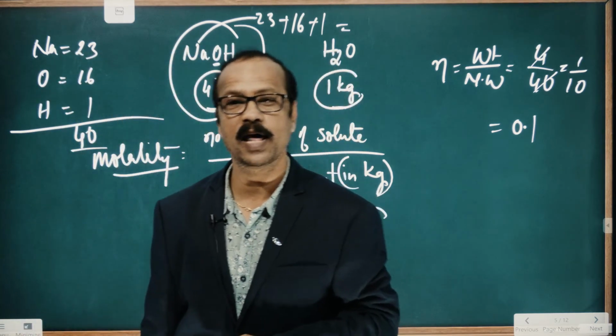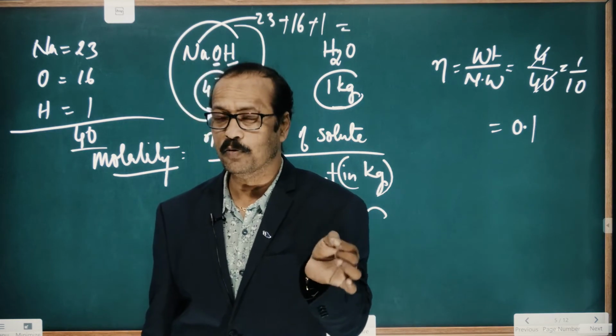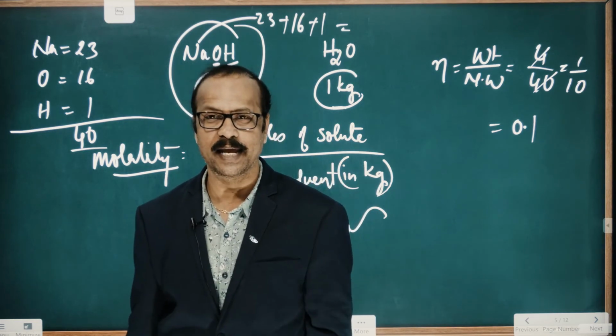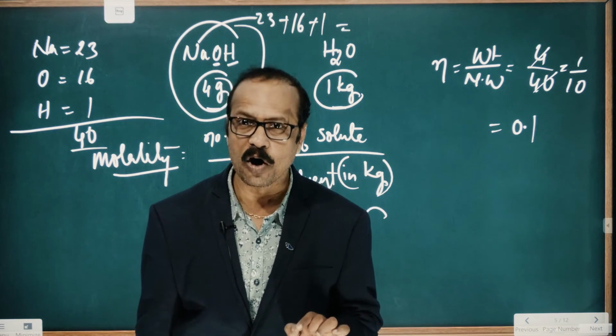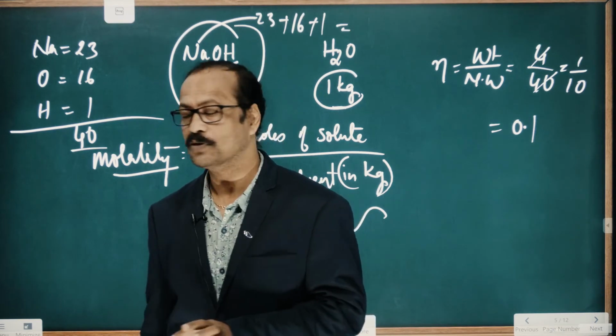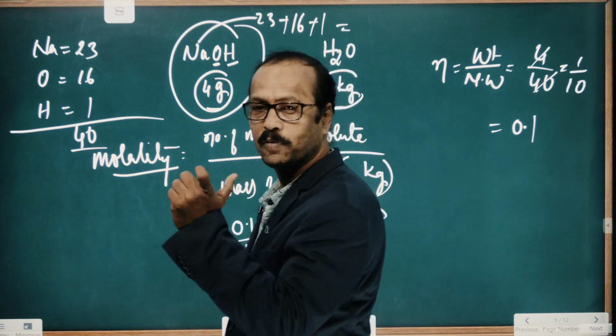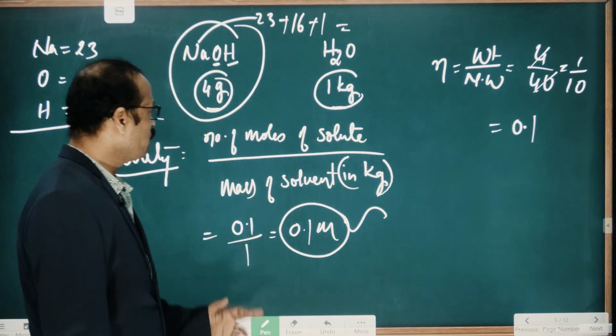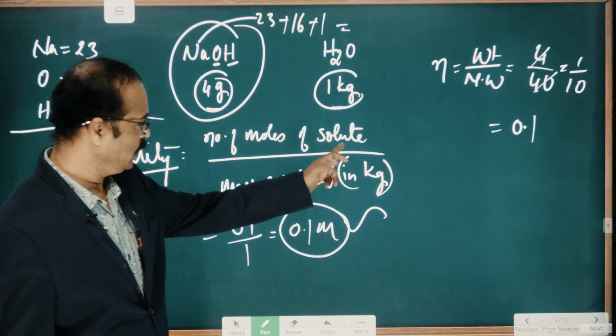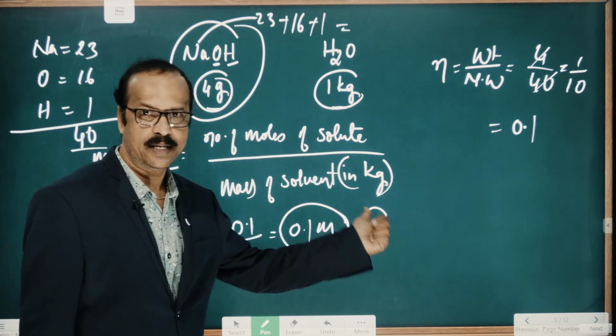In the definition of molarity, what is there? The number of moles of solute present in 1 kg of a solvent, right? So 1 kg of solvent, so you are getting kgs in the molarity. So you write the molarity formula. Molarity formula is what? Number of moles of solute by mass of solvent in kgs.